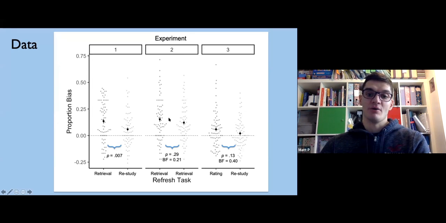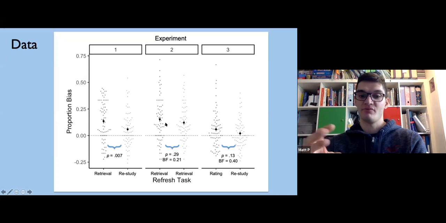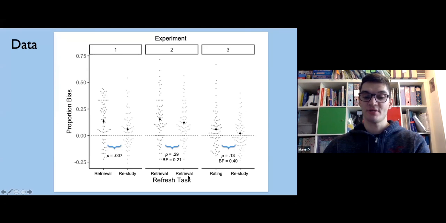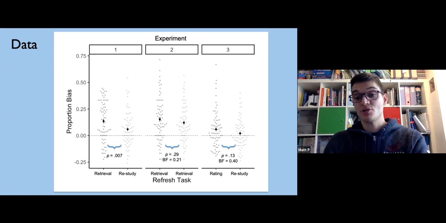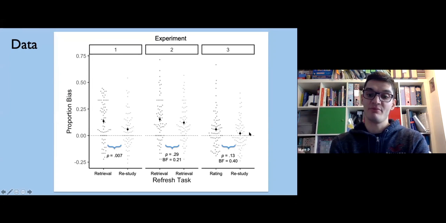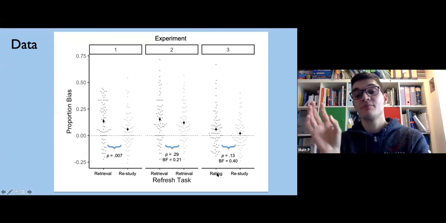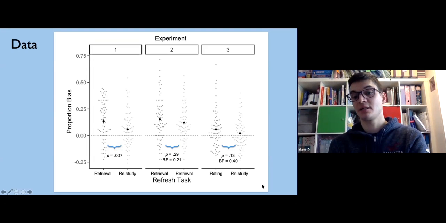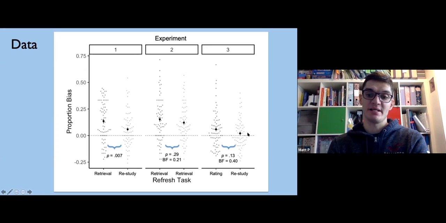We then have experiment 2. So experiment 2 was designed to account for an order effect. So we had a retrieval task during the refresh phase in both the blocks. And we can see here that there was no significant difference between these two blocks in the bias measure. We then finally wanted to account for this self-choice effect in experiment 3. So the task during block 1 refresh was the rating task, and in block 2 it was this restudy task. And again, they weren't significantly different from one another. You can see here that the measures here are slightly lower than those seen in experiment 2 when the refresh tasks were this retrieval task.